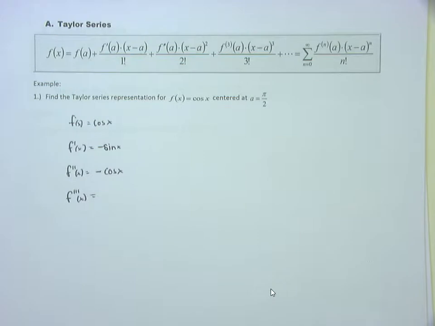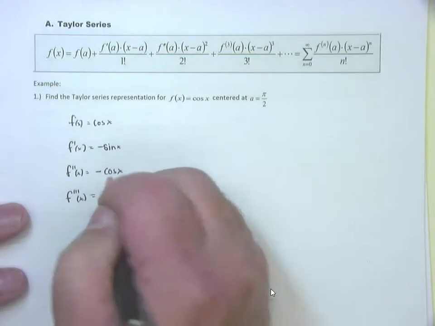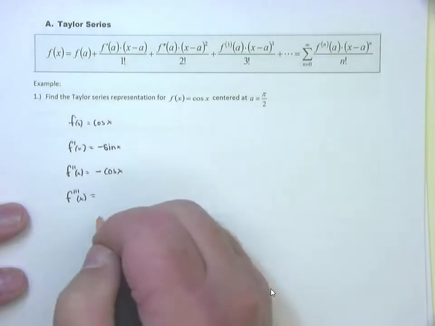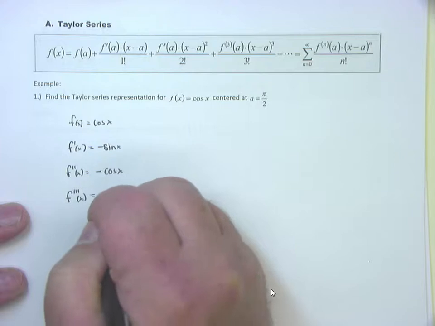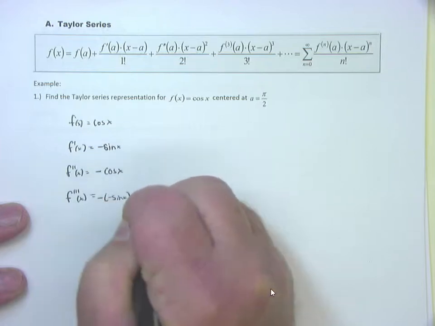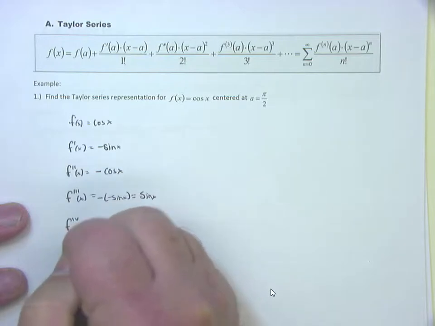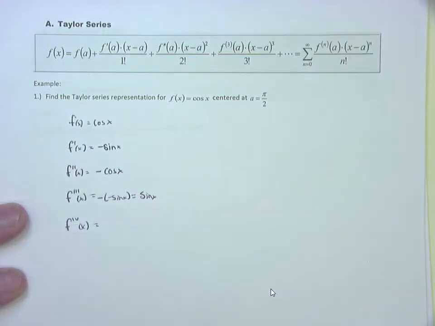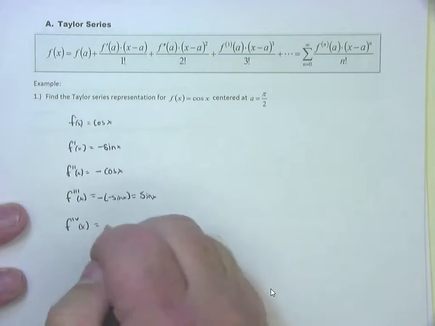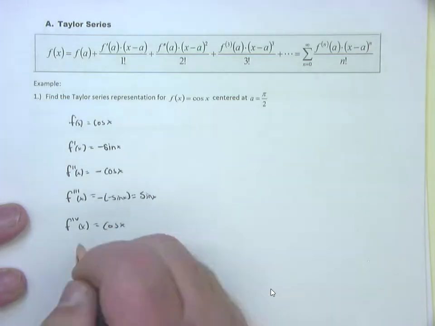All right, so what is the derivative of negative cosine of x? Well, negative is a constant. What's the derivative of cosine of x? Well, it's negative sine of x, which makes it back to sine of x. What is the fourth derivative at x? What's the derivative of sine of x? Cosine of x.